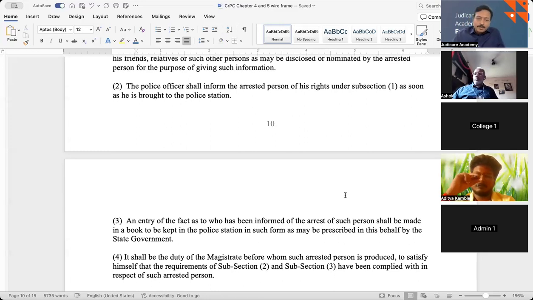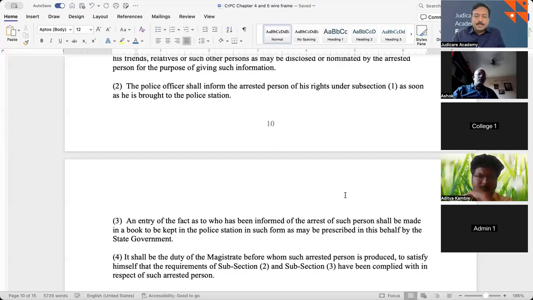The police officer shall inform, and then an entry of the fact as to who has been informed of the arrest of such person shall be made in the book to be kept in the police station in such form as may be prescribed in this behalf by the state government, which is the diary. In the police station diary, there has to be an entry made: when the person was brought in, all the records created about what time he was brought in, what is his home address, etc., and then whom it was informed, the next of kin or the next friend, family, whomsoever it is.